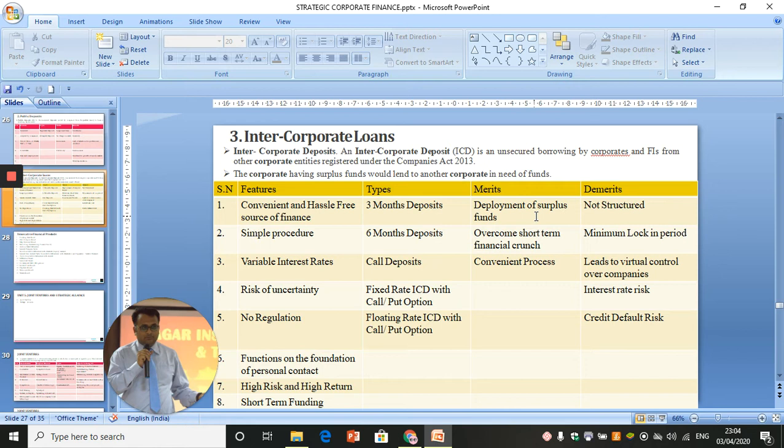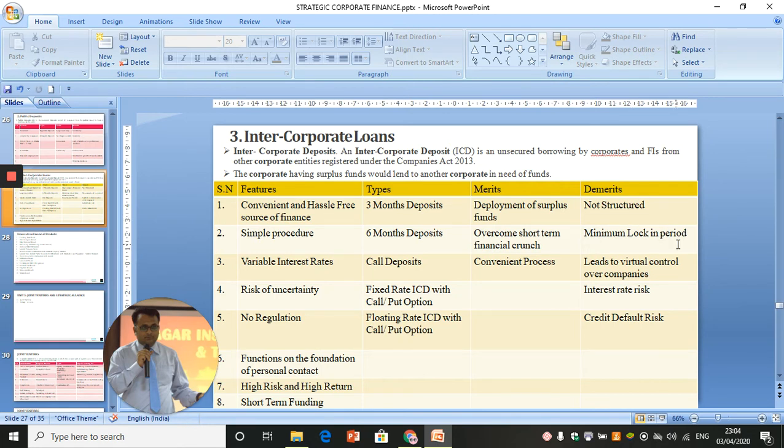It was loss of revenue for them, because they are keeping cash with them, so they can safely deploy their fund and give it to some other company which actually wants cash for lack of cash, and overcome short-term financial crunch. It is a convenient process. And demerits: not structured, that is the biggest problem.